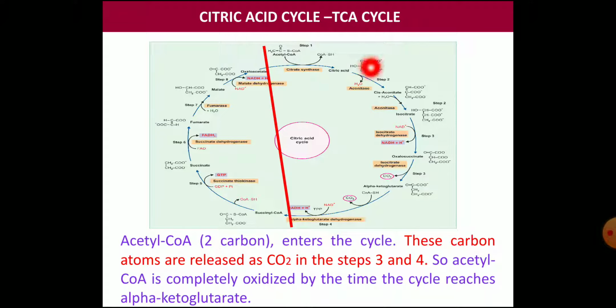So in this half part of the figure, you can see acetyl coenzyme A, that is 2 carbons, entering the cycle. These carbons are released as carbon dioxide in steps 3 and 4, that is the isocitrate dehydrogenase reaction and the alpha ketoglutarate dehydrogenase reaction. So acetyl coenzyme A is completely oxidized by the time the cycle reaches alpha ketoglutarate. So when it reaches the reaction of alpha ketoglutarate, it is completely oxidized, and 2 molecules of carbon dioxide are released.